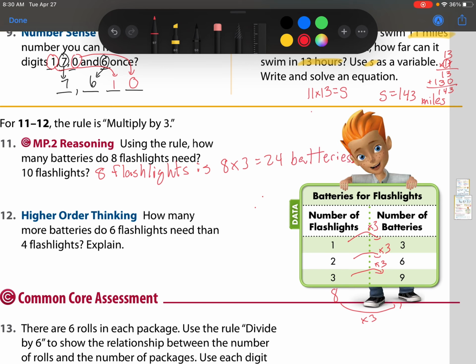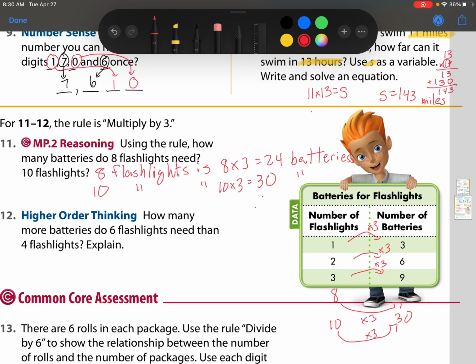And then what about the next one? Well, if we had 10 here, 10 times 3 equals 30. So 10 flashlights, and I'm going to use those little quotes so it's the same thing, copying directly above, is 10 times 3 equals 30 batteries.